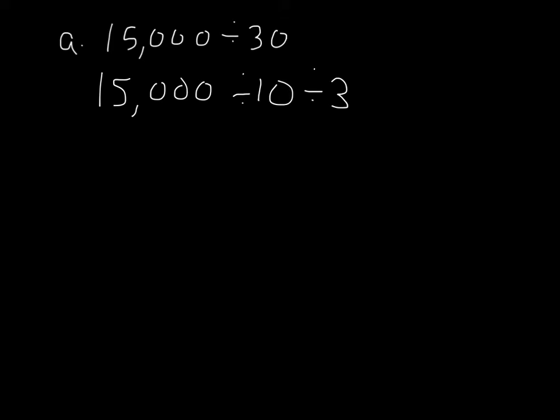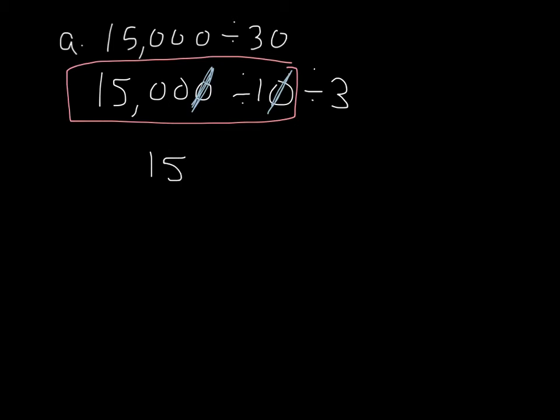And so we can go in this order. We can take 15,000, divide it 10 ways, then divide it equally 3 ways, and that would be the same answer. And the reason I like to do that is because, well, dividing by 10 is so easy to do, right? 15,000 divided by 10, we know how to do it. We know that we're going to take a 0 away and get 1,500. And so our new problem is 1,500 divided by 3.